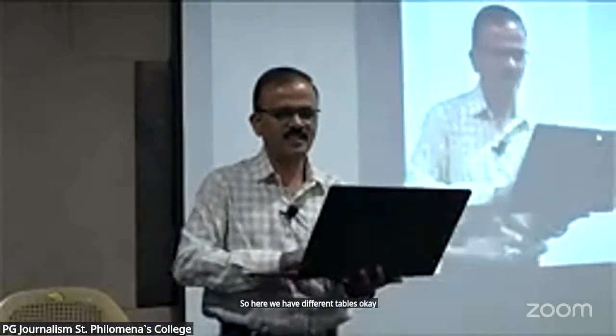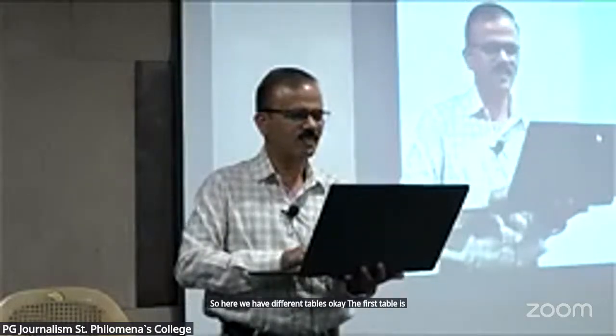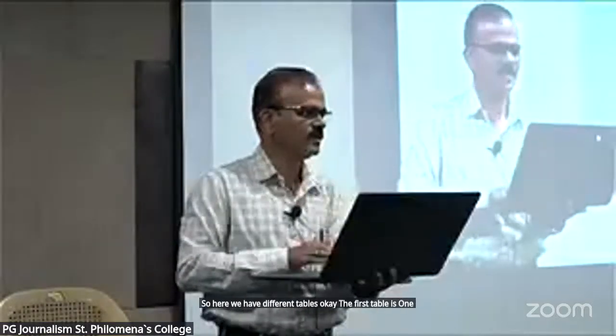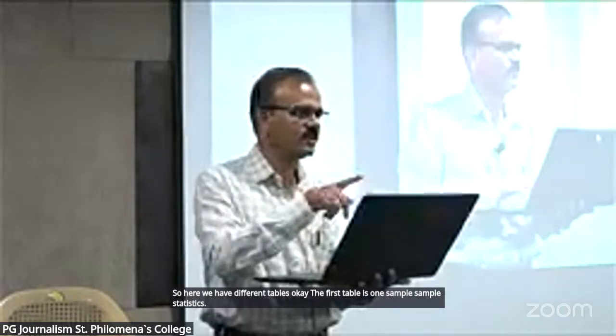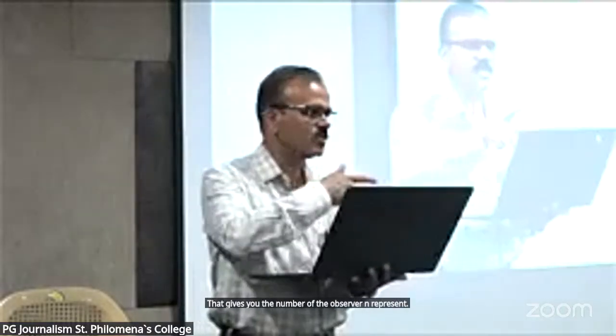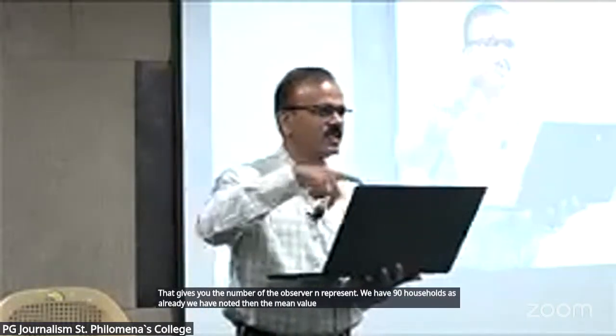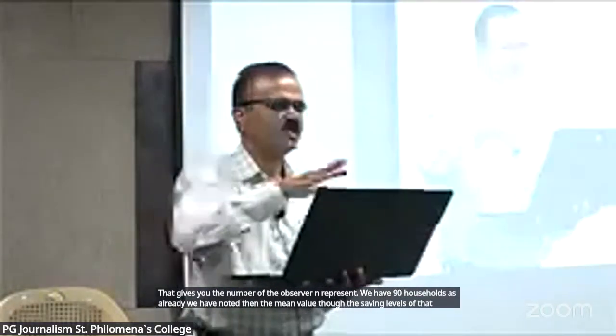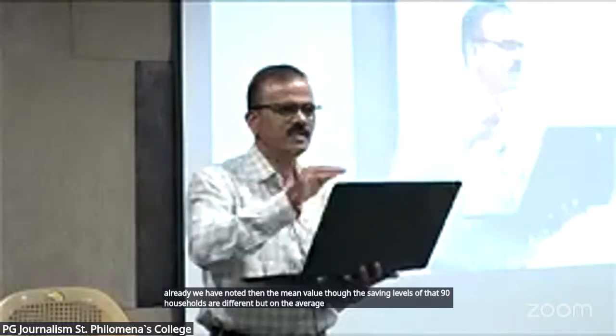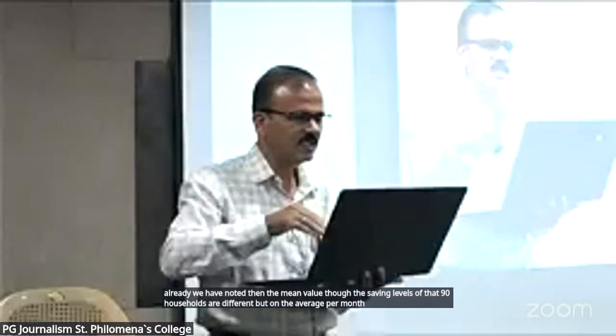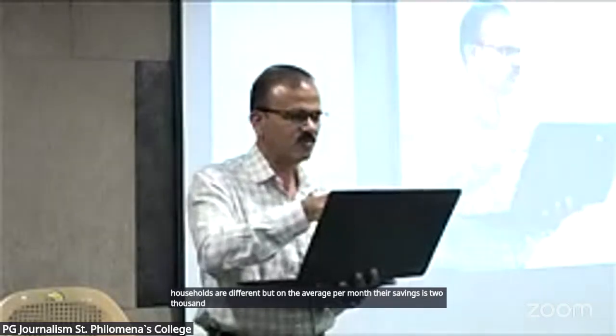So here we have different tables. The first table is one sample statistics. That gives you the number of observations, n. We have 90 households, as we have already noted. Then the mean value: though the saving levels of those 90 households are different, on average per month their savings is 2026 rupees, for example. Then the standard deviation value is given.